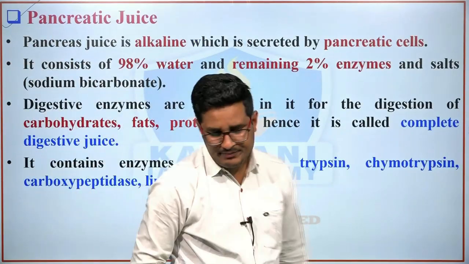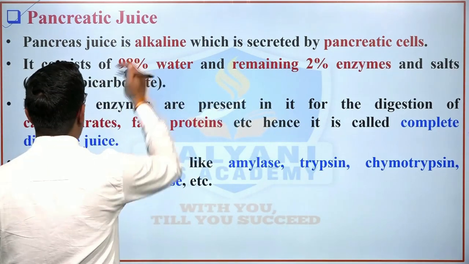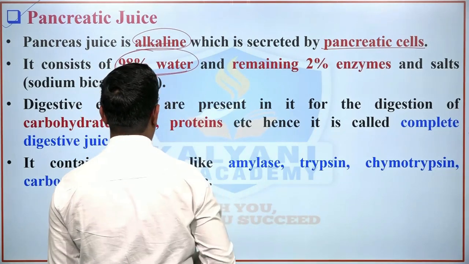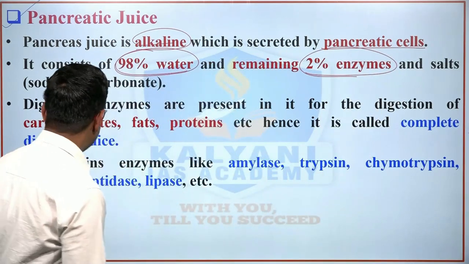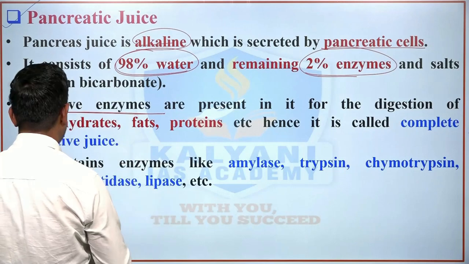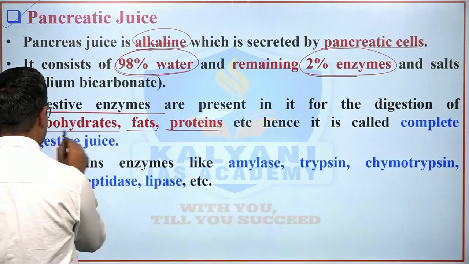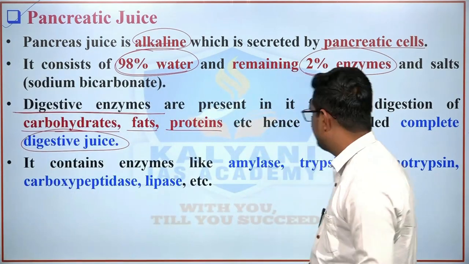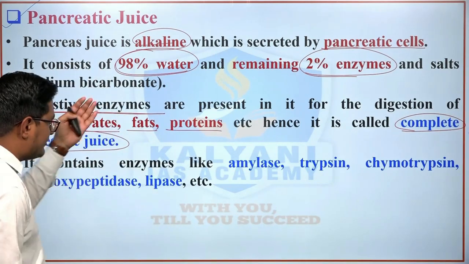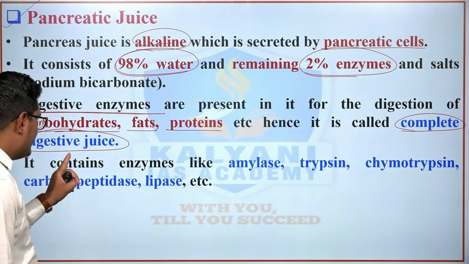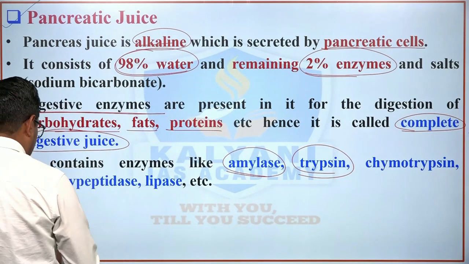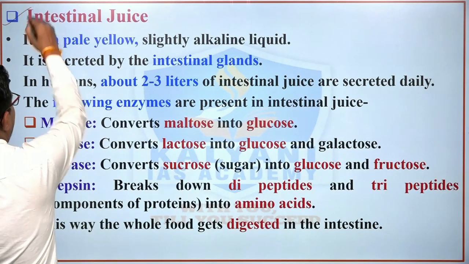Next, pancreatic juice. Right? The pancreatic juice is secreted by the pancreas. So, pancreatic juice is alkaline, which is secreted by pancreatic cells, and it contains 98% of water and 2% enzymes, right? These digestive enzymes are present in the pancreatic juice for the digestion of carbohydrates, fats, proteins. Therefore, it is also known as complete digestive juice. Aur ye kai baar exam mein pucha gaya hai, right? So many types of enzymes are found in pancreatic juice, which play an important role in the digestion of carbohydrates, fats, protein. Therefore, this is also known as complete digestive juice, right? It contains enzymes like amylase, trypsin, carboxypeptidase and lipase, etc.